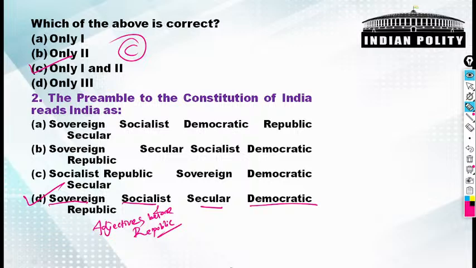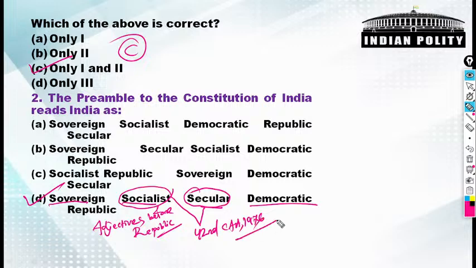The nature of Indian state is sovereign, socialist, secular, democratic republic. But remember, the words socialist and secular were not there in the Constitution originally. These both words were added by the 42nd Constitutional Amendment Act, 1976. So answer will be D.